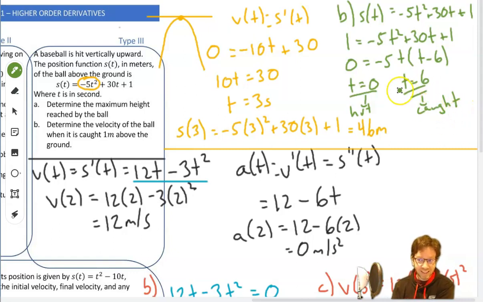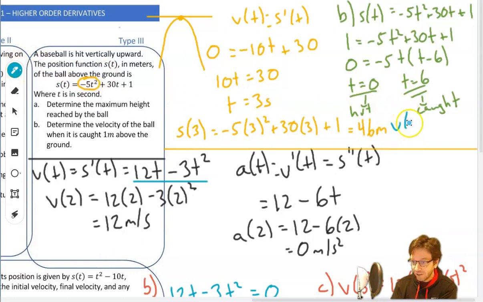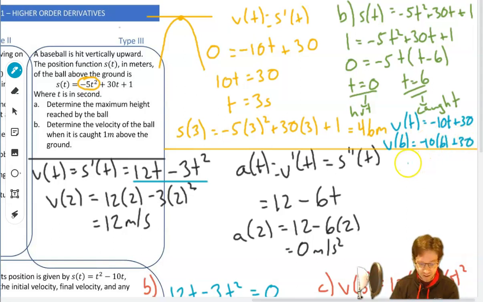So I know it's caught at a time t equals 6. What's the speed of that? Well, let's go back to our velocity function, which is minus 10t plus 30. And I want to know the speed at 6 seconds. So that's minus 10 times 6 plus 30, and we get negative 30 meters per second. Or if you remember vectors, that just means 30 meters per second down.